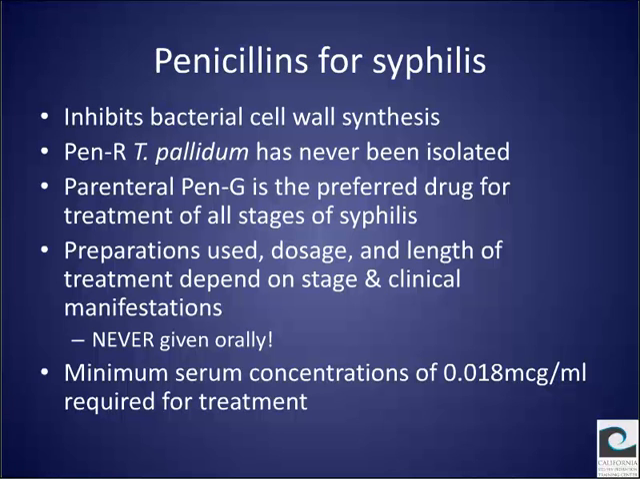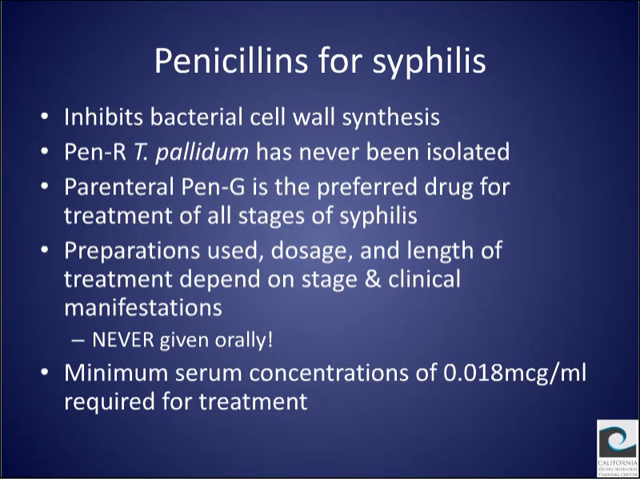So first of all, I thought I would start with the penicillins. As you know, penicillin is the mainstay for treatment of syphilis, and it's an inhibitor of bacterial cell wall synthesis. Luckily for us, pen-resistant syphilis has never been isolated, which is why we can still use penicillin today, even after all of these years. I wish that was true for any other bacteria.